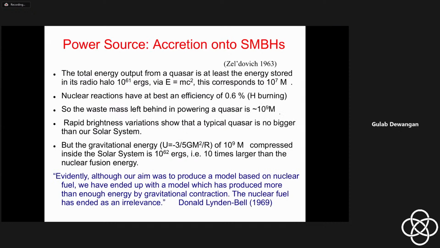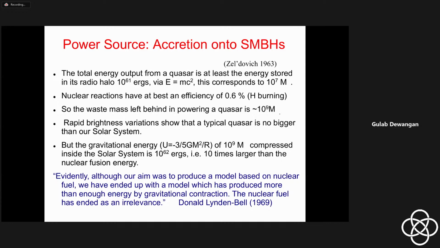So let's now look into the power source. We know that the total energy output from a quasar is at least the energy stored in the radio halo, which is about 10 to the power 61 ergs. Using Einstein's equation E equals mc squared, if you want to generate 10 to the power 61 ergs, then you will need to completely burn 10 to the power 7 solar masses to generate that huge amount of energy.